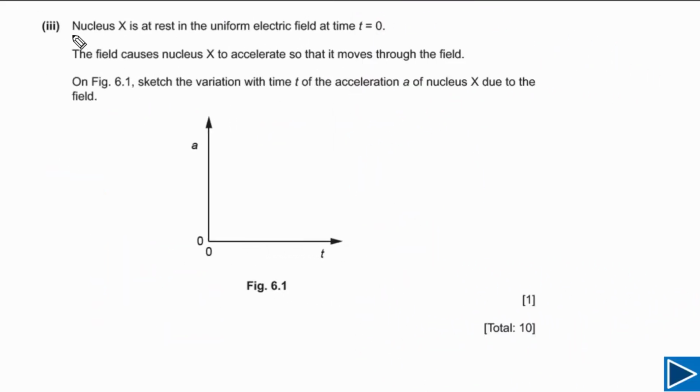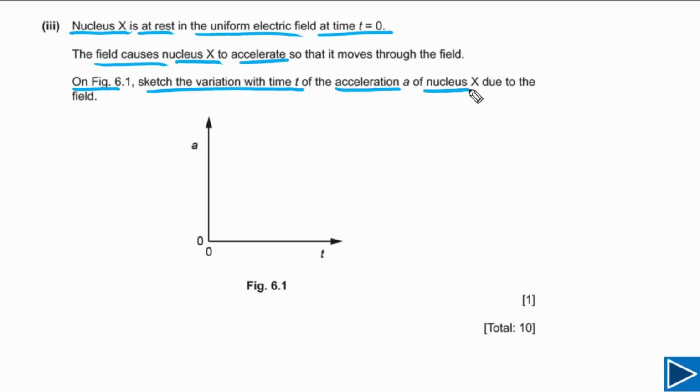For this question, it is given to us that nucleus X is at rest in the uniform electric field at time t equal to 0. The field causes nucleus X to accelerate. On figure 6.1, we need to sketch the variation with time t of the acceleration a of nucleus X due to the field. First of all, let's try to understand uniform electric field.